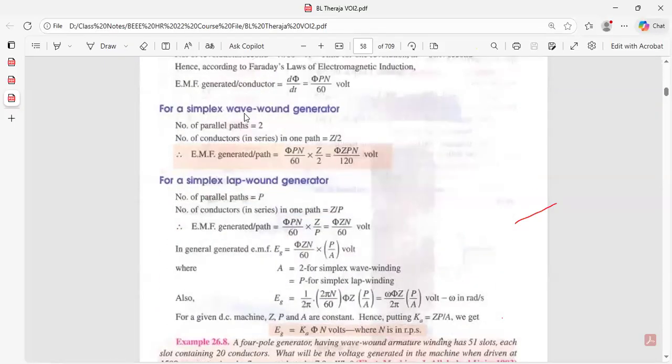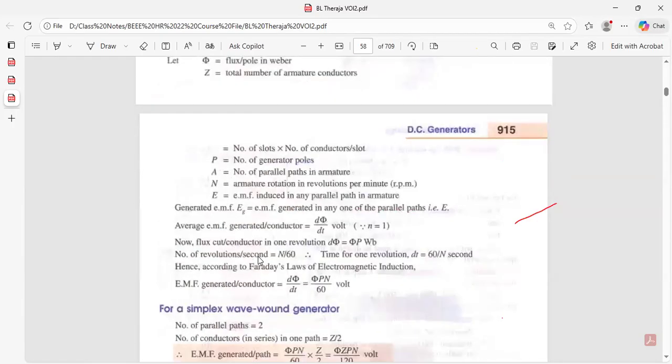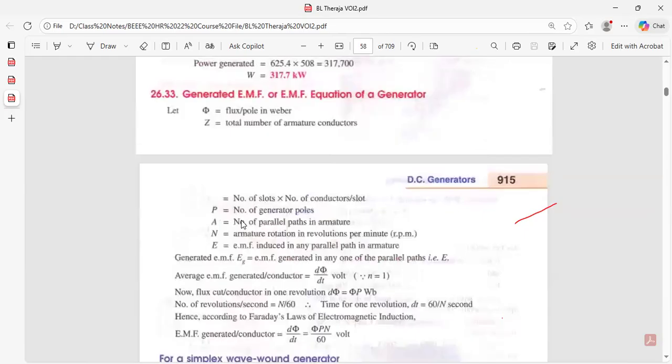For wave winding, the number of parallel paths is only two. But for lap winding, what is the number of parallel paths? A is equal to P. For wave winding, the number of parallel paths at any point is 2, but for lap winding the number of parallel paths A is equal to P. That is called the number of parallel paths in the armature.